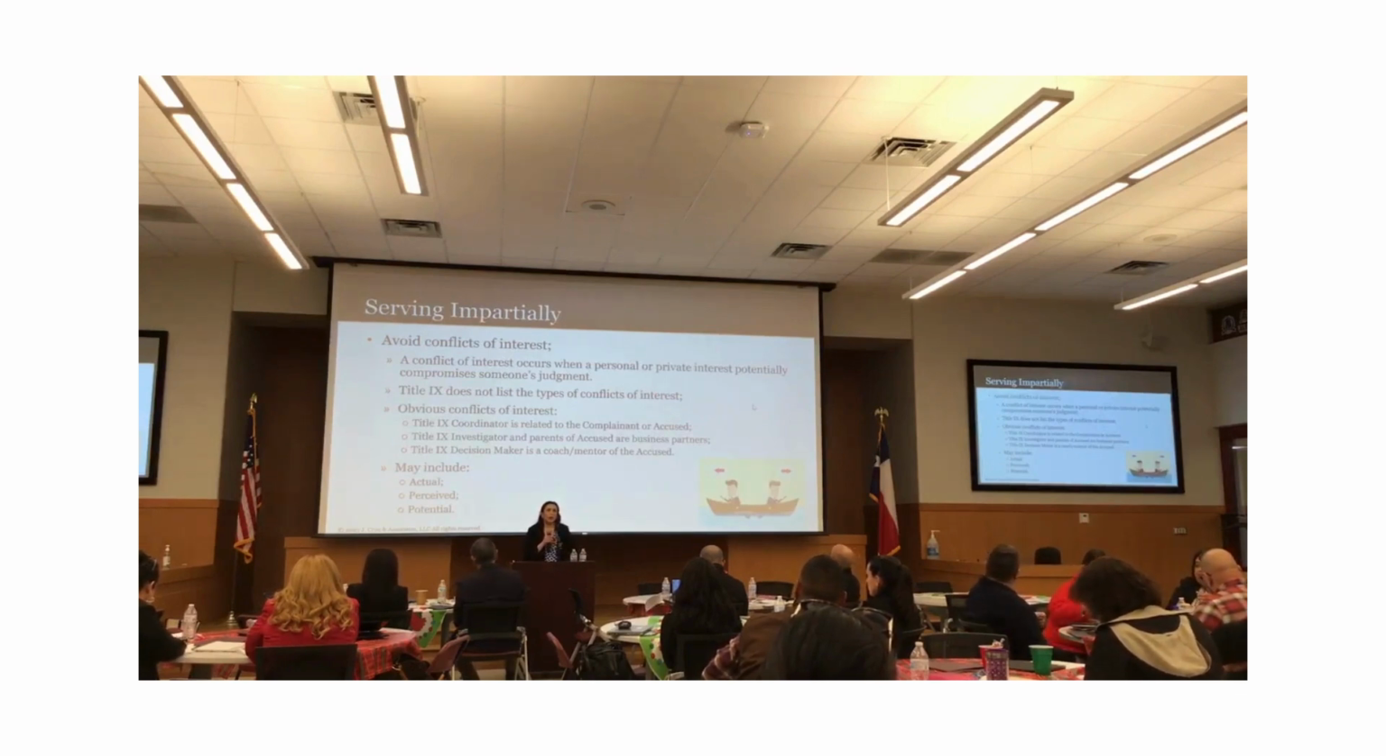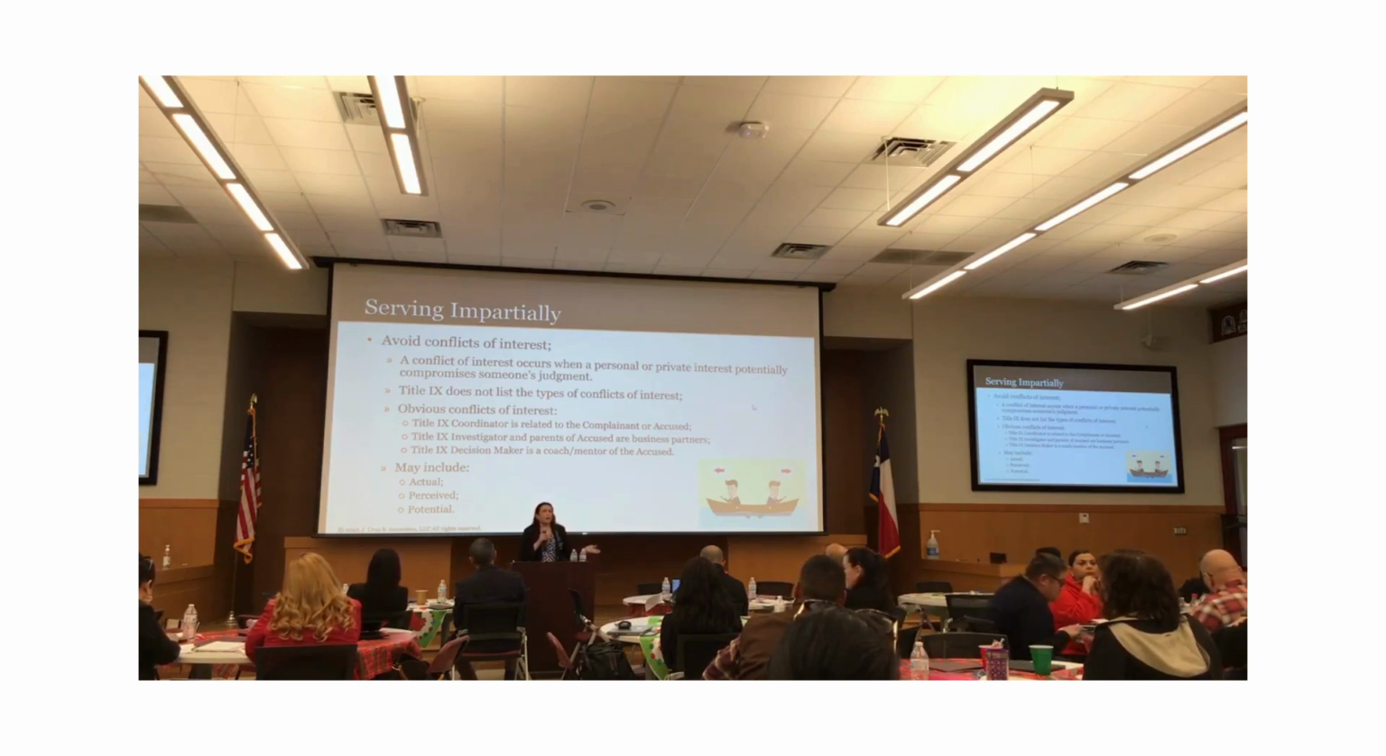So a conflict of interest occurs when a personal or private interest potentially compromises someone's judgment. This could be actual, perceived, or potential. Again, we went over that an obvious conflict is if there is a blood relation or by marriage, or any other way you feel, "I am too close to this investigation because my kid is in cheer with this kid," and you are the parents or you're close to the parents. Different situations might come up that you need to recognize.